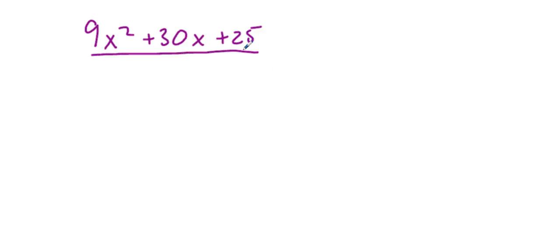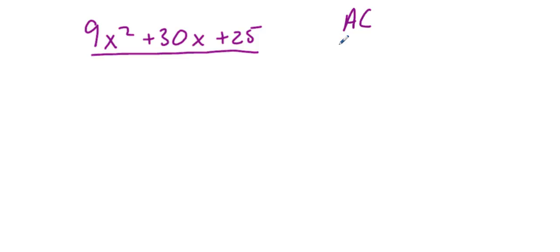Let's go 9x squared plus 30x plus 25. Let's try this one and see how this one goes. All right, let's try to factor this puppy. Let's go AC. So we got 5 times 25.